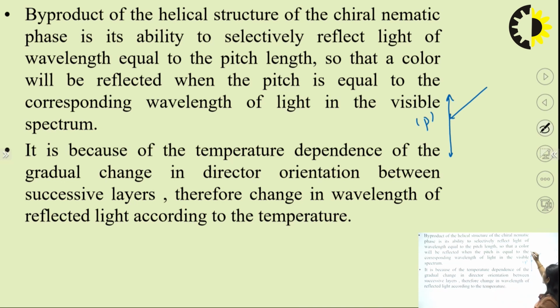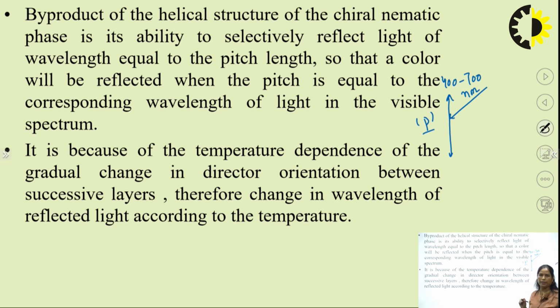But these all come under the visible light category, 400 to 700 nanometers. So we can observe these colors. You know that different colors of light are there in the spectrum according to their wavelength. So according to the pitch length, light of a specific wavelength is reflected from the system, and you can observe it, you can draw the pattern out of it.